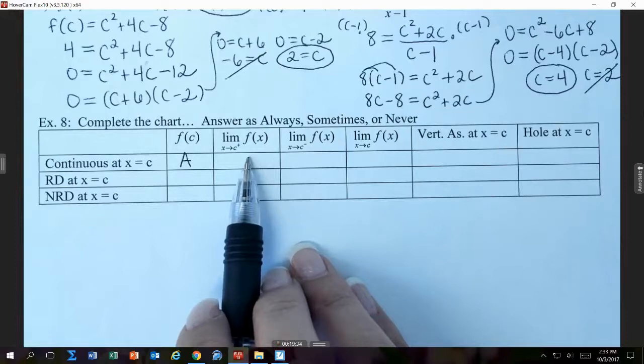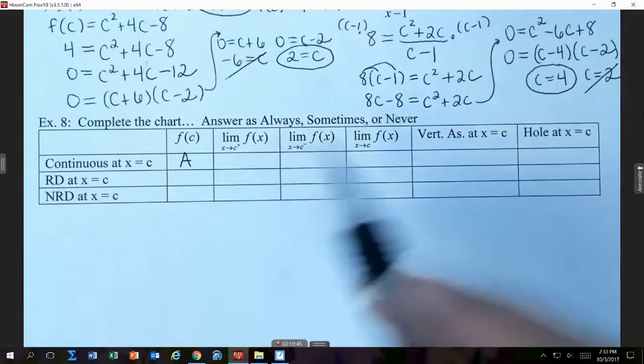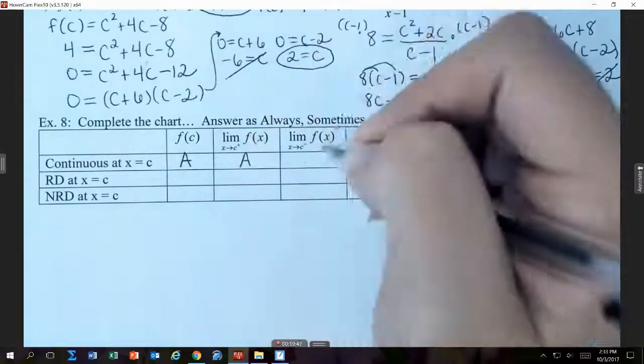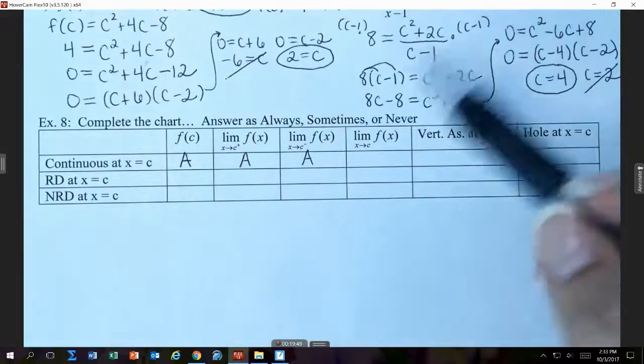Always. There was a question on one of our last note examples that said, do you always have right or left-hand limits? And we said yes. They said, are we always going to have an overall limit? And that was no. Okay, you're always going to have a right and left-hand limit.